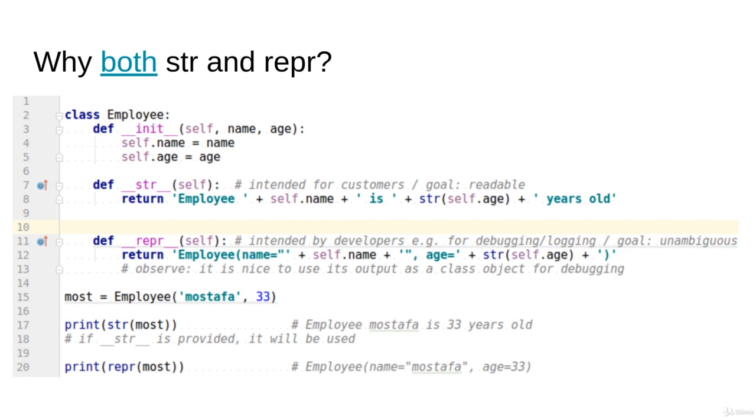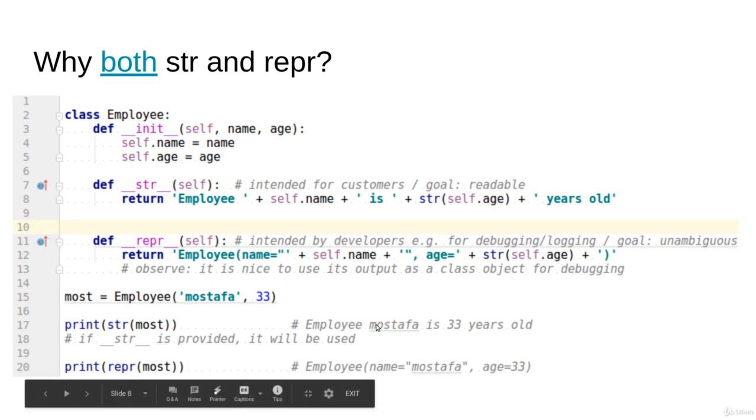Here is the best practice or the intention behind that. The str function is mainly intended for users and customers. Imagine that some user is going to print the output here. The goal here is to provide something that is very readable. Something that when the user reads it, he completely understands it. Something like: employee Mustafa is 33 years old.